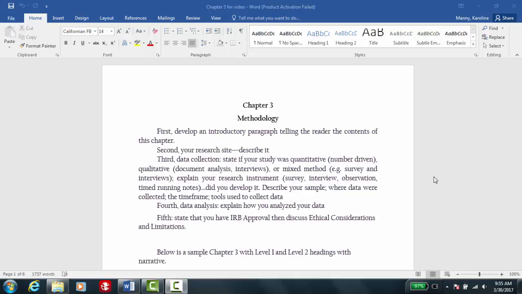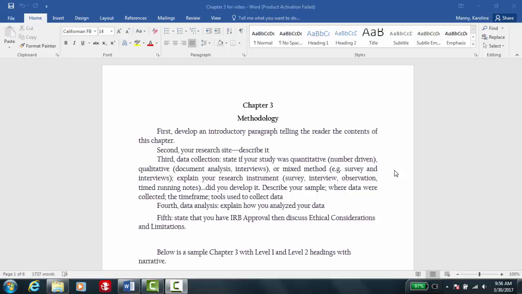So when you develop a method section, first thing you want to do is include an introductory paragraph where you tell the reader the contents of the chapter. Second, you describe your research site. Third, you discuss your data collection. You state if your study was quantitative, qualitative, or mixed method.